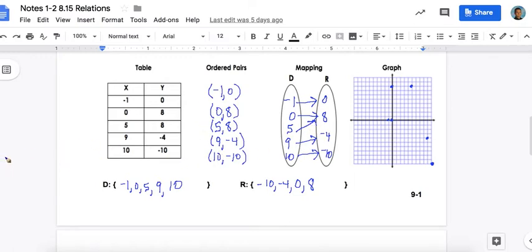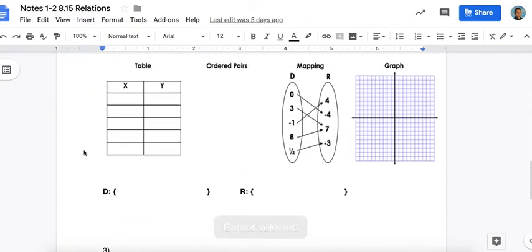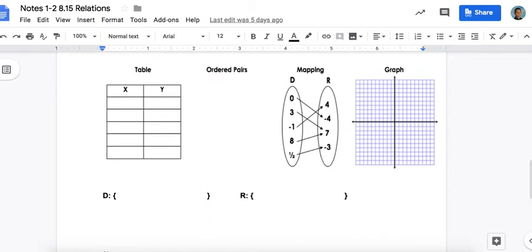Now let's look at a couple more examples where we're not going to start with a table. So now we have a mapping here. And what we can do is write the ordered pairs first, or we can put it in a table. It really doesn't matter. I'm just going to go ahead and put it in a table first. So we have 0, -4. And we can actually write the ordered pairs as we go. 0, -4. And then we have 3 is going to 7. So we're going to write 3, 7, and then we can write the ordered pair.